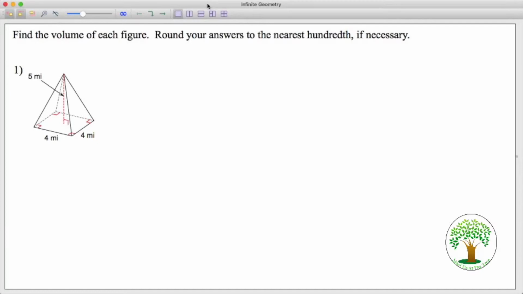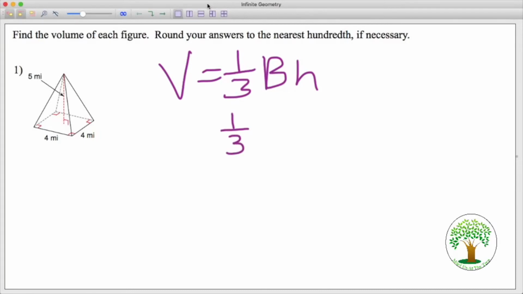What shape is it? Volume equals 1/3 area of the base times the height. All right, how do I find the area of that base? Length times width. In this case, it's a square, so the length and the width are the same, so it's going to be 4 squared, right? The height is not the slant height, it's the height that's perpendicular. And that happens to be 5. So it's 1/3 4 squared, or 4 times 4 times 5.